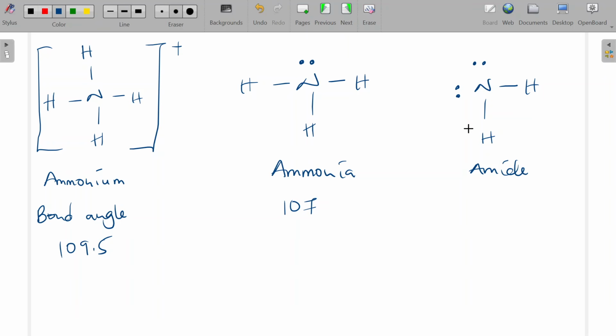Anyone? This one? Which structure does it look like? There's a structure which looks like this. For example, it looks like water, right? So for water, what's the bond angle? 104.9. 104.5. Okay, have you noticed something that is happening here?